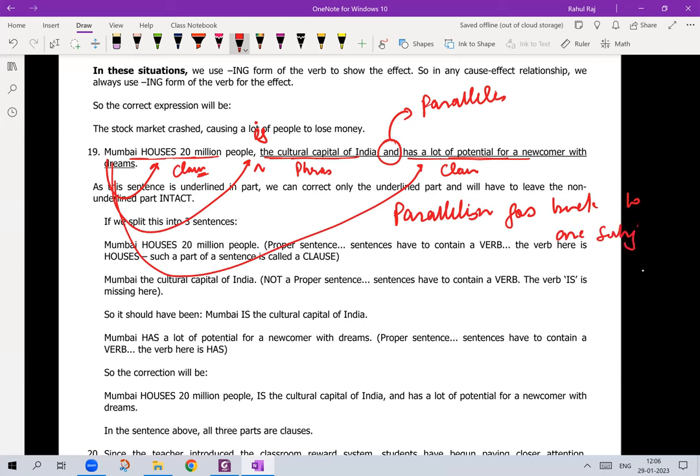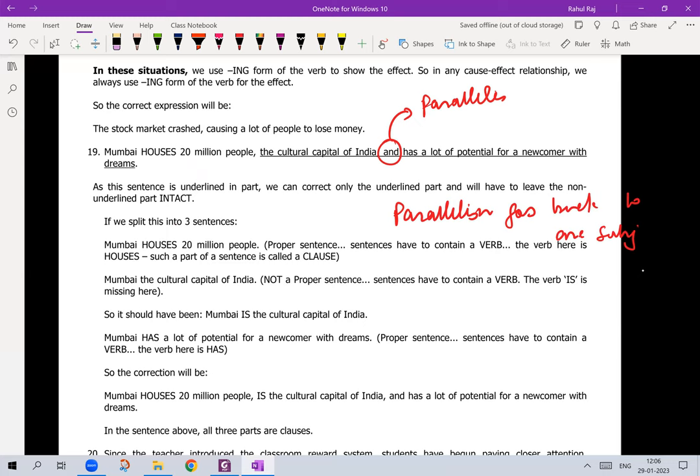But there are different ways to interpret this statement, guys. A lot of people say, Mumbai houses 20 million people, the cultural capital of India. If I want to make this parallel, then it should be written, Mumbai houses 20 million people, the cultural capital of India, and Mumbai has a lot of potential for newcomers with dreams, comma, known as Mahanagari of India. Put some sort of adjective here also. Now, this is also 100% fine. The point is to ensure whatever structure you write before "and", the same structure should be written after "and". Concentrate on noun, adjective, verb parallelism, rest everything will come into picture for sure.